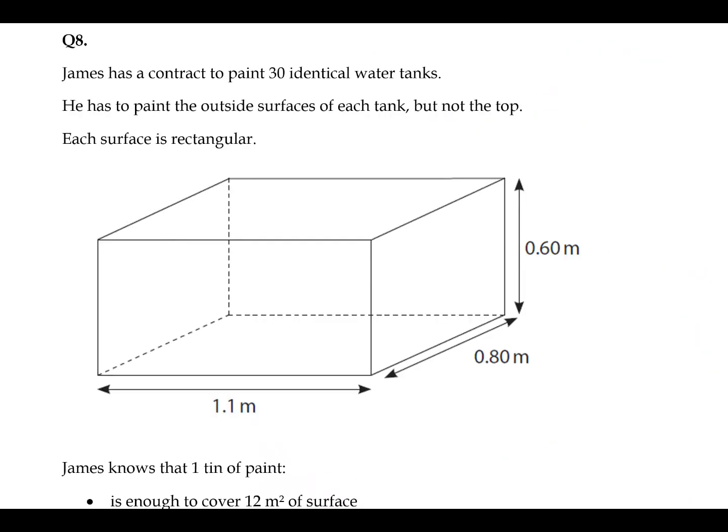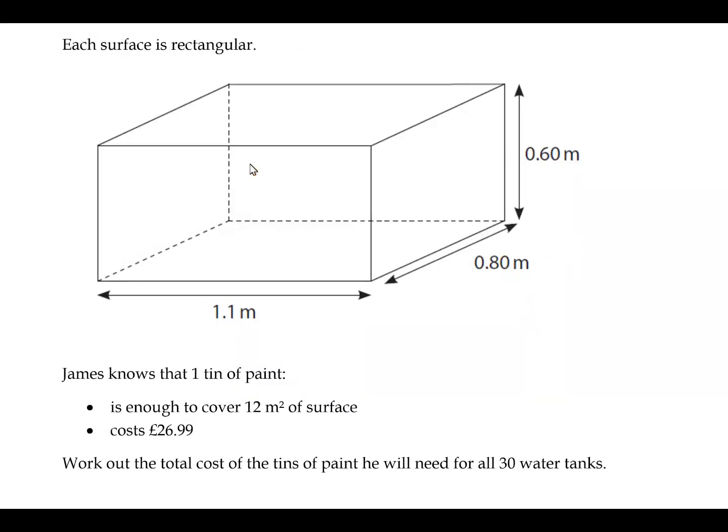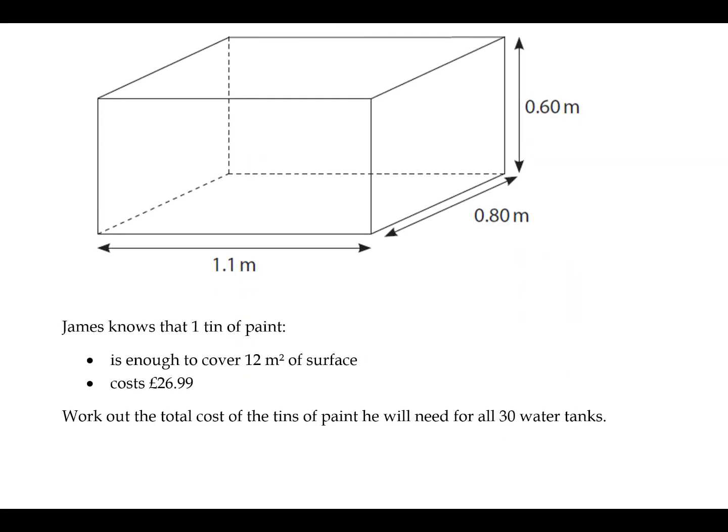Question 8. James has a contract to paint 30 identical water tanks. He has to paint the outside surface of each tank, but not the top. Each surface is rectangular. James knows that 1 tin of paint is enough to cover 12 meters squared, and it costs $26.99. Work out the total cost of the tins of paint he will need for the 30 water tanks.